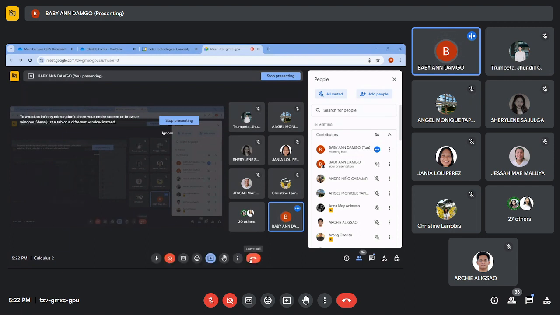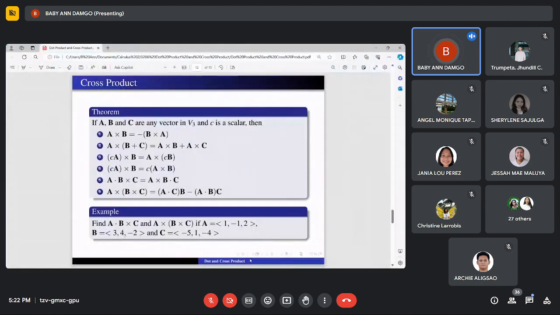Okay, so for BS Stat 2A, we have Jed. So the answer is correct. So A dot B cross C is equal to 10. For Christine, your answer is also correct. So very good.